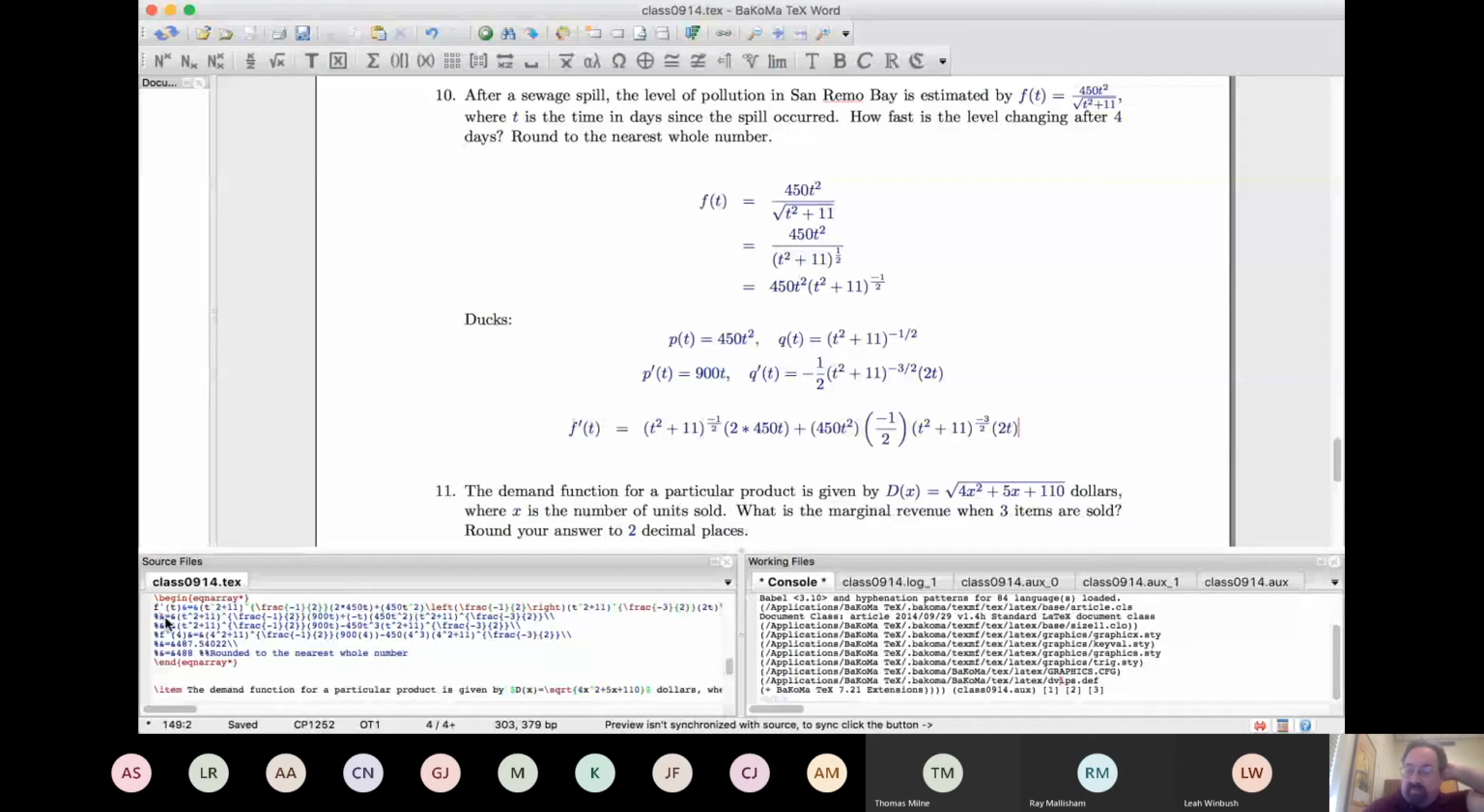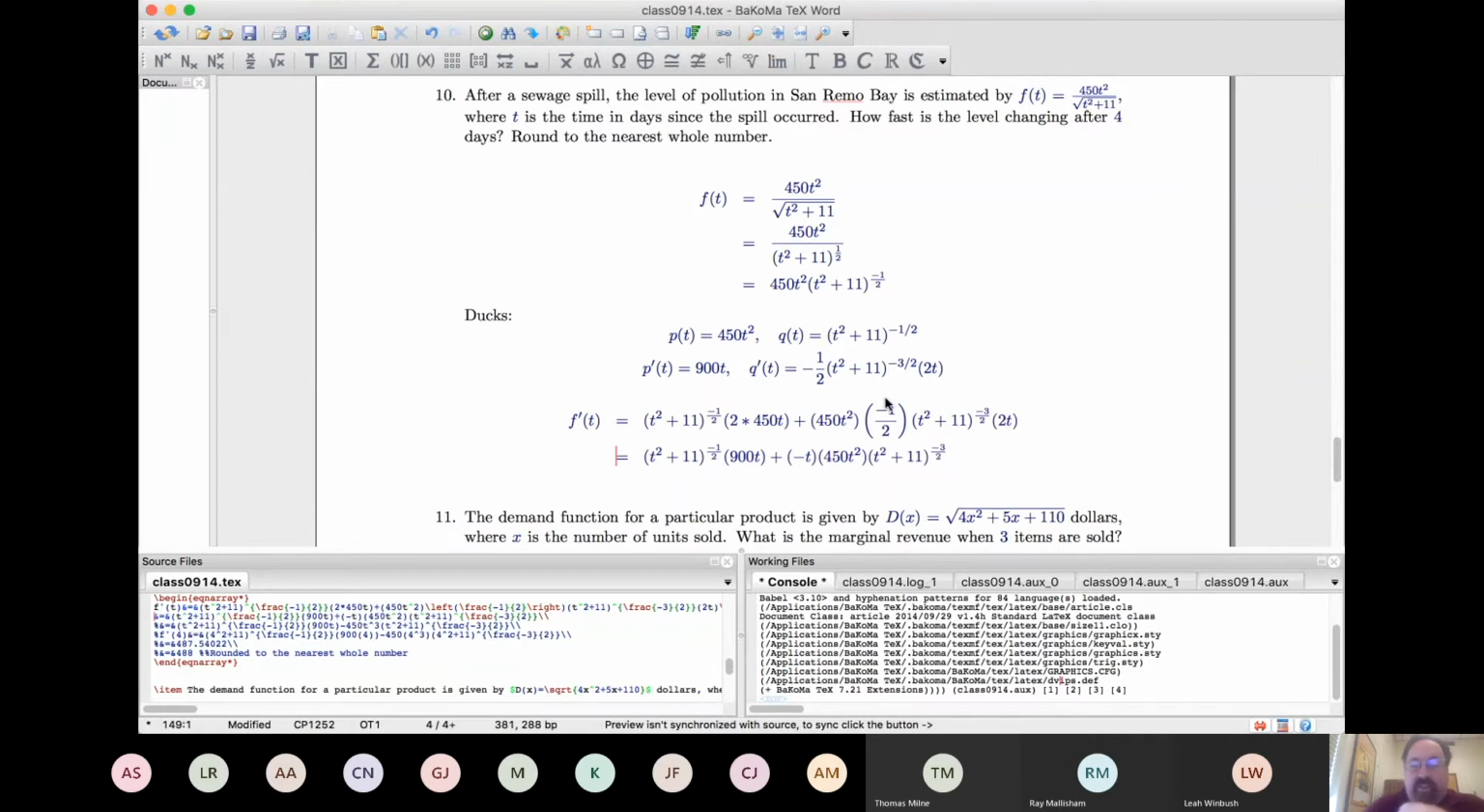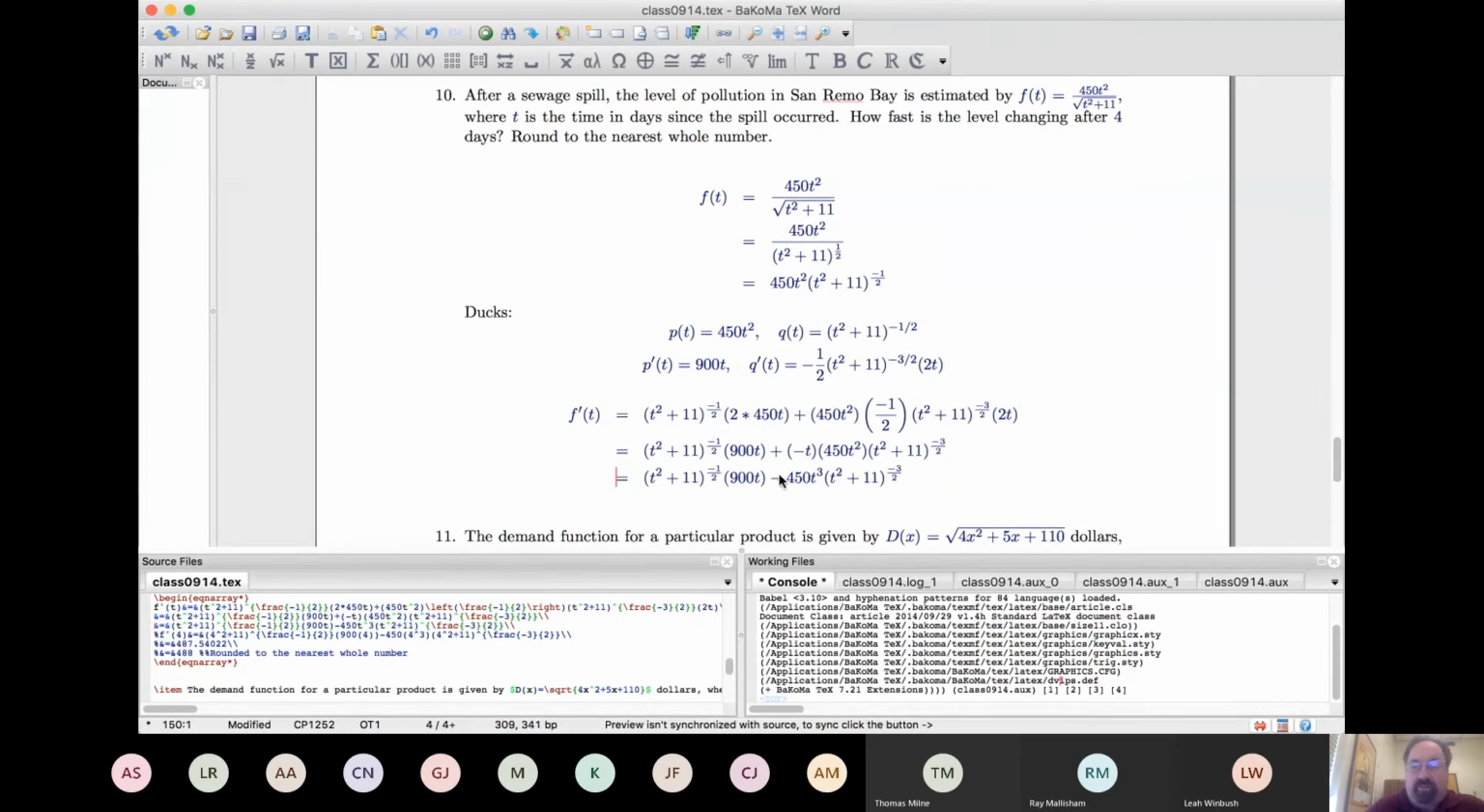Now, ultimately, you want to plug t equals 4 into this derivative. So it might be a good idea, in this case at least, to do a little bit of simplifying if you can. So here we have 900t. Here the 2's cancel. And then what's left is minus t times 450t squared. So that can be condensed a little bit. So we have minus 450t cubed.